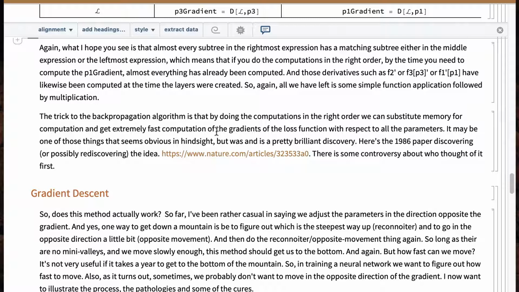There are many people, by the way, who sort of claim to have discovered the idea. There's a 1986 paper in Nature which discusses it, which possibly might be the correct discovery, but it's possible it was discovered first and sort of rediscovered or re-explained here.